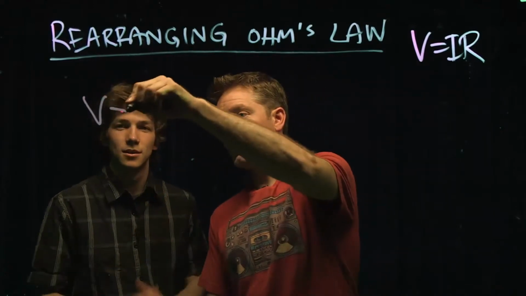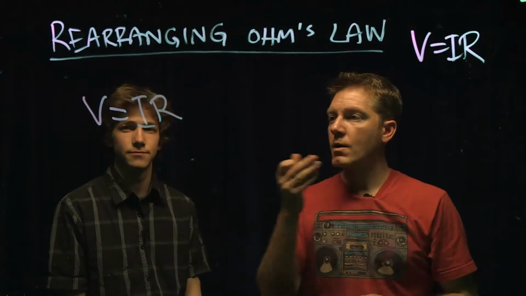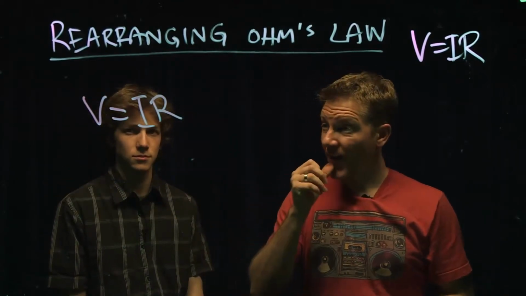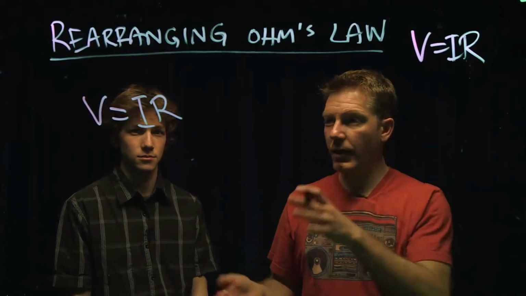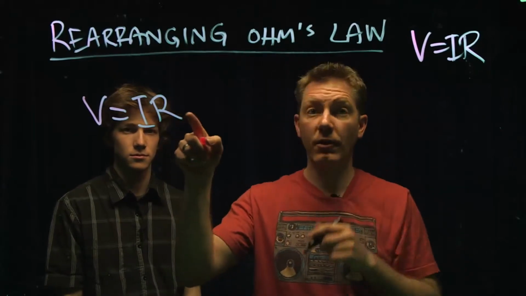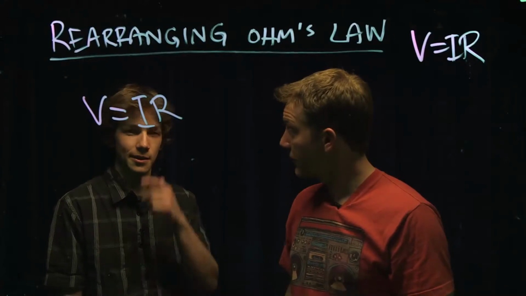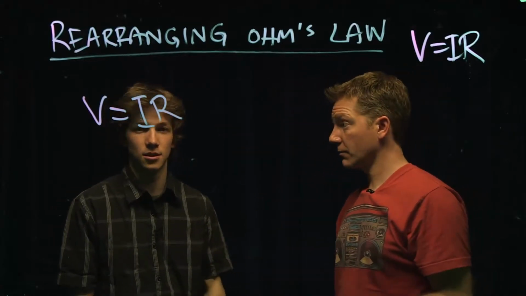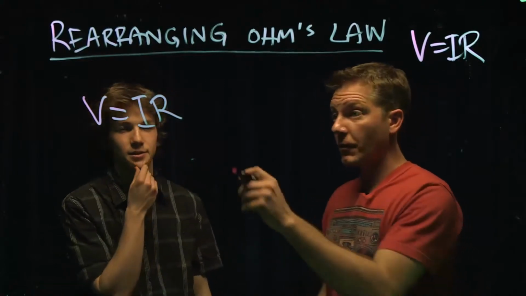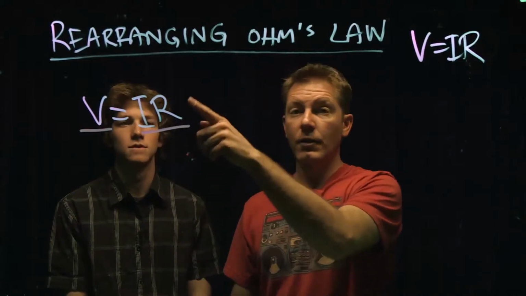You start with V equals IR, and I want to get what I don't know on the one side and what I do know on the other side. I know that I is already there, and I want I to be by itself. So I have to get R out of there. Do we want R there? No. We do not want R there. It needs our help. The way we do it is, if we want to get R out of there, we divide both sides by R.